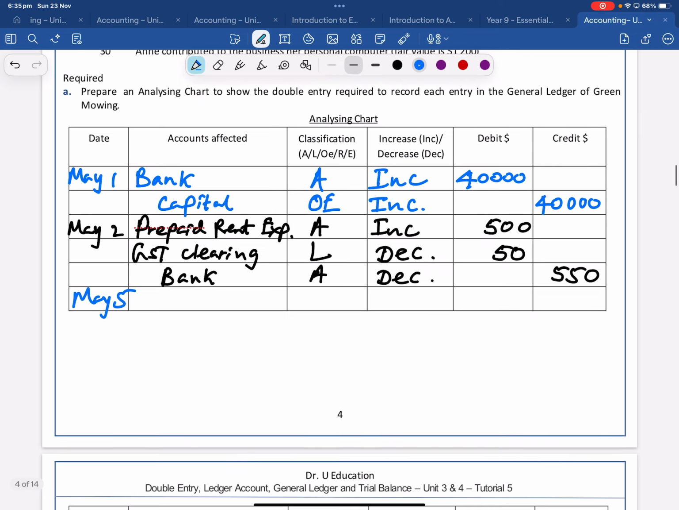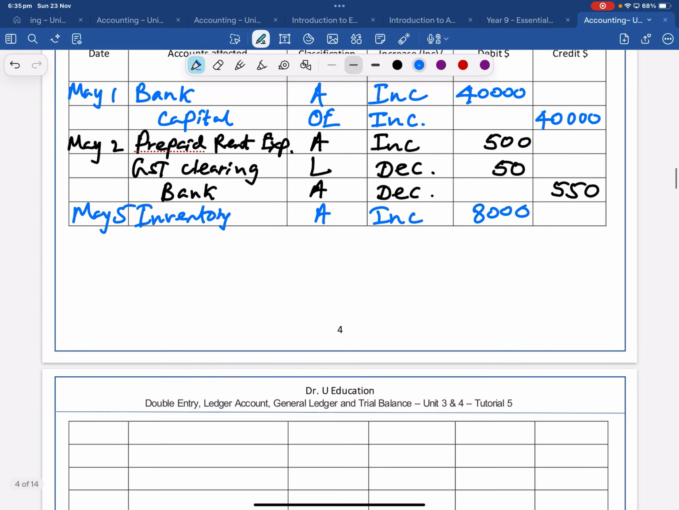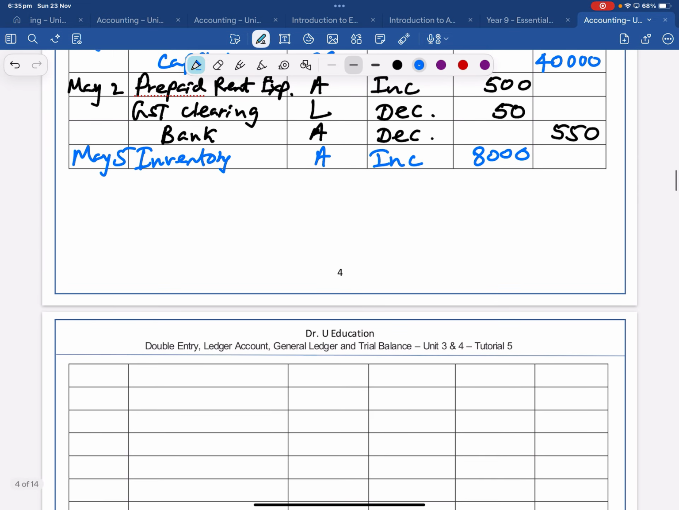Purchase inventory worth of 8,000. So what are the items affected? Inventory. Inventory, what is it? Asset, increase, decrease. Increase. How much? 8,000. Debit side. Why is it debit? Asset increase, debit. Then, what's the next one? What should you prepare? GST clearing.